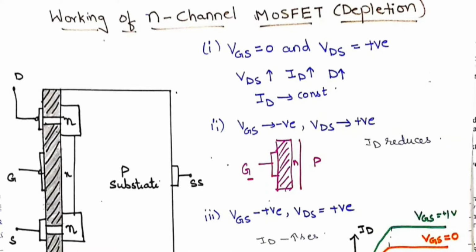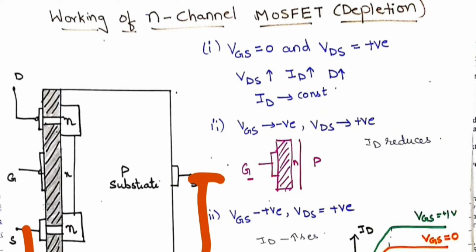Let us see the working of the N-channel depletion type MOSFET. Here, since it is an N-channel, you have a P substrate and a substrate terminal, drain, gate and source. Always the substrate and source will be internally connected. We'll connect substrate and source.